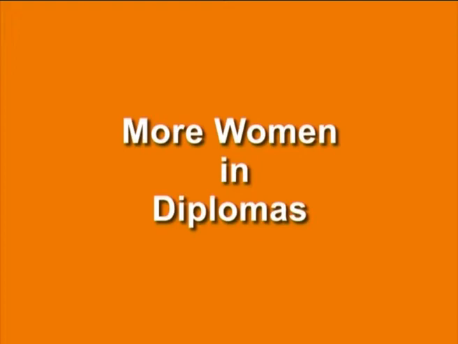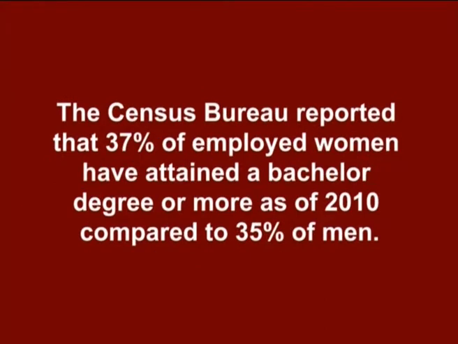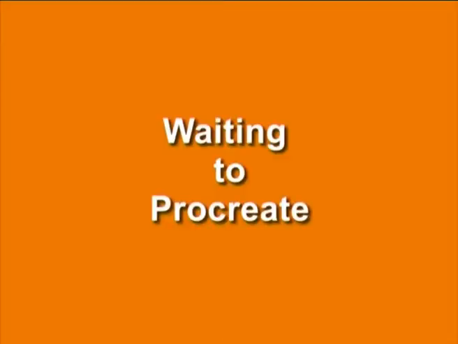More women with diplomas. The USA's population is getting more educated as a whole, with 87% of adults 25 and older having high school diplomas in 2010, up from 84% in 2000. The Census Bureau reported that 37% of employed women have attained a bachelor's degree or more as of 2010, compared to 35% of men.